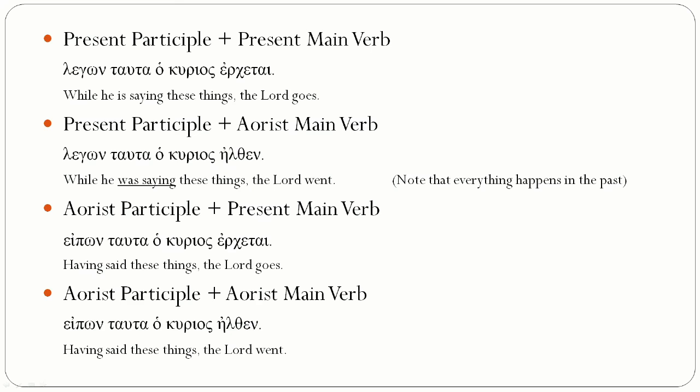All right, and then the last example there, aorist participle plus aorist main verb. The entire sentence, the entire action here is happening in the past. And then before that past tense action happened, the participle action happened. Okay? So, apon tauta ha kurios elthen, having said these things, the Lord went. Okay, past tense sentence, the Lord went, and then before the Lord went, he also said something, or some things.